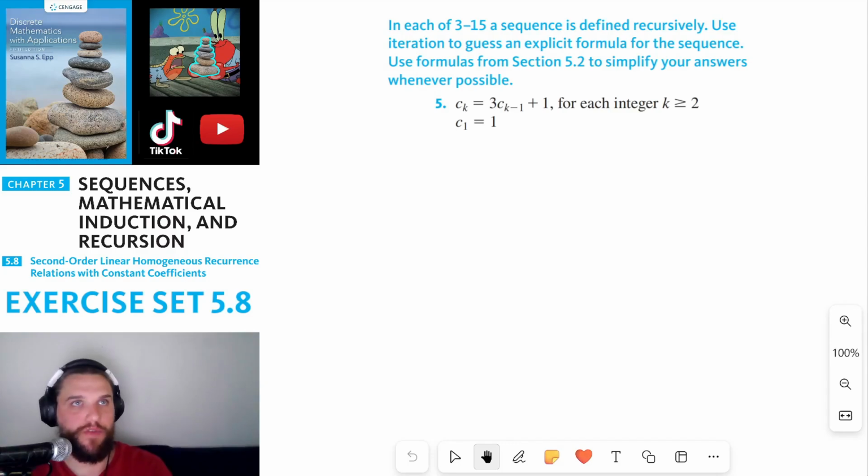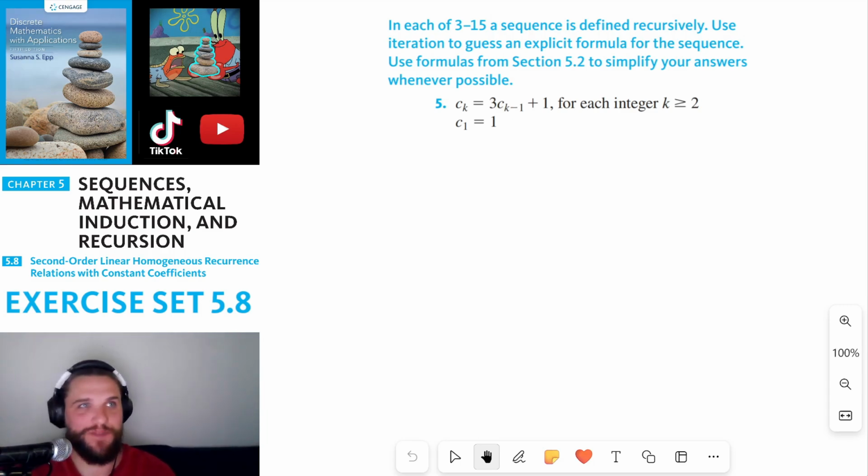In each of 3 through 15, a sequence is defined recursively. Use iteration to guess an explicit formula for the sequence. Use formulas from section 5.2 to simplify your answers whenever possible. c sub k equals 3 times c sub k minus 1 plus 1 for each integer k greater than or equal to 2, and c sub 1 equals 1.